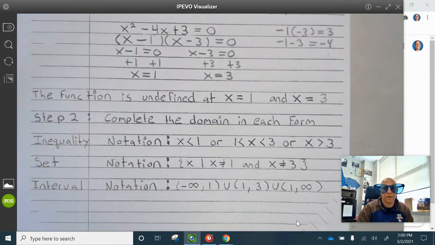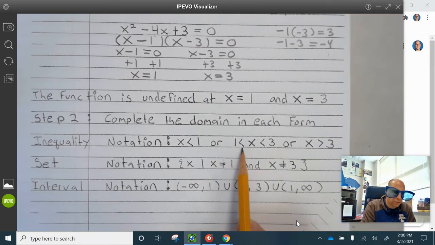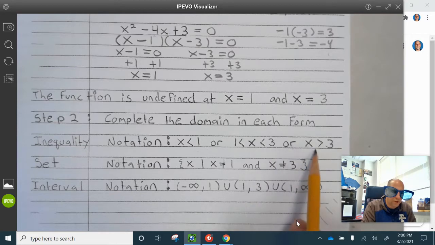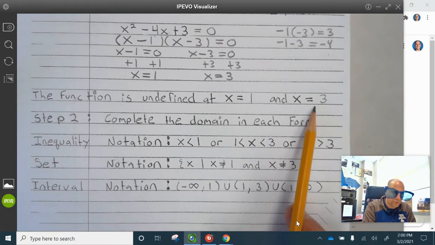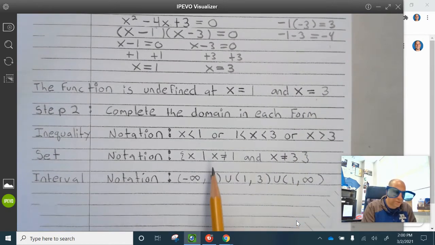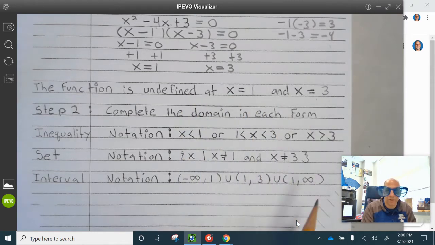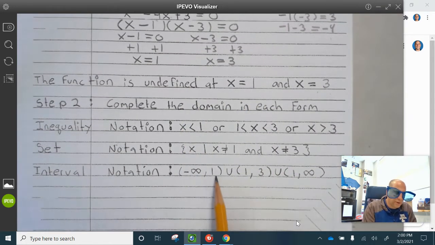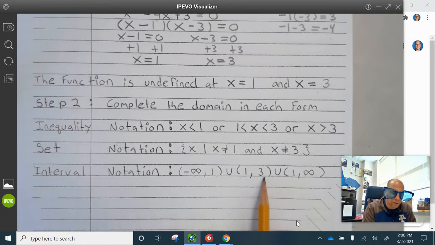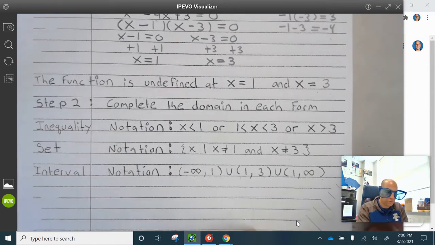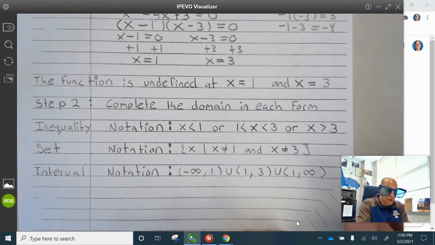Okay, step 2, complete the domain in each form. Inequality notation, x is less than 1, or x is greater than 1 and less than 3, or x is greater than 3. Basically, what this is saying is it's excluding 1 and 3. Okay, set notation, x such that x does not equal 1 and x does not equal 3, because, again, it's undefined at x equals 1 and 3. Interval notation says from negative infinity to 1, not including 1, or from 1 to 3, not including either, or from 3, not including 3, to infinity. Okay? All right, so go and complete step 2. All right, let's move on to step 3.